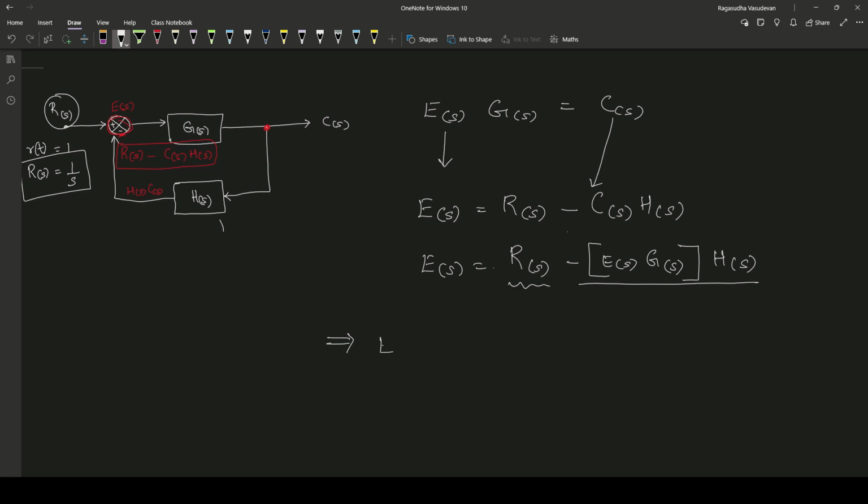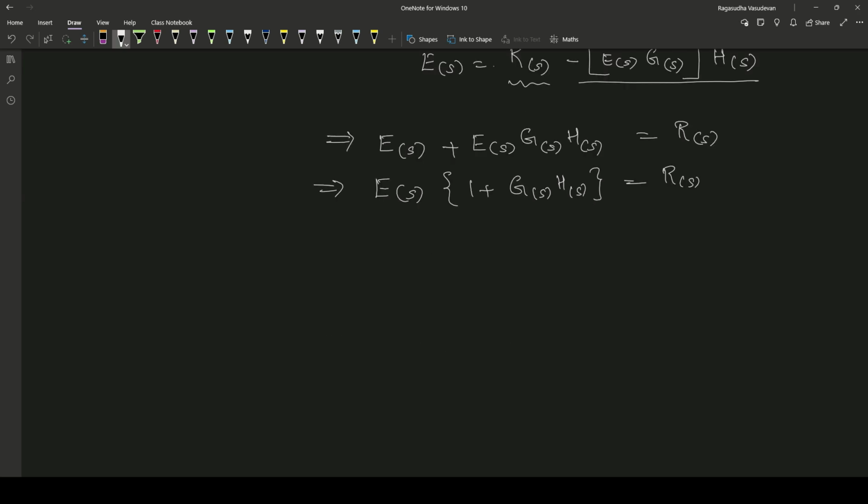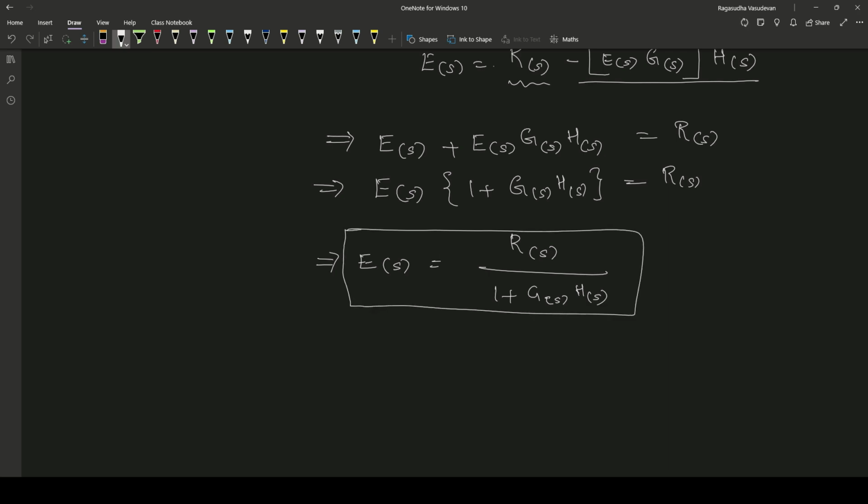So this implies that E(s) plus E(s) into G(s) into H(s) is equal to R(s). Okay, so let's take the error term common. E(s) into 1 plus G(s) into H(s) is equal to R(s). So what is the error function? R(s) divided by 1 plus G(s) into H(s). This is the error function.